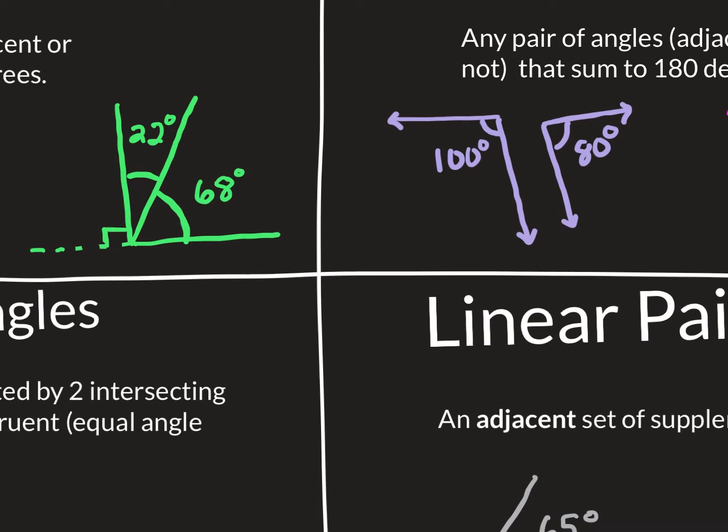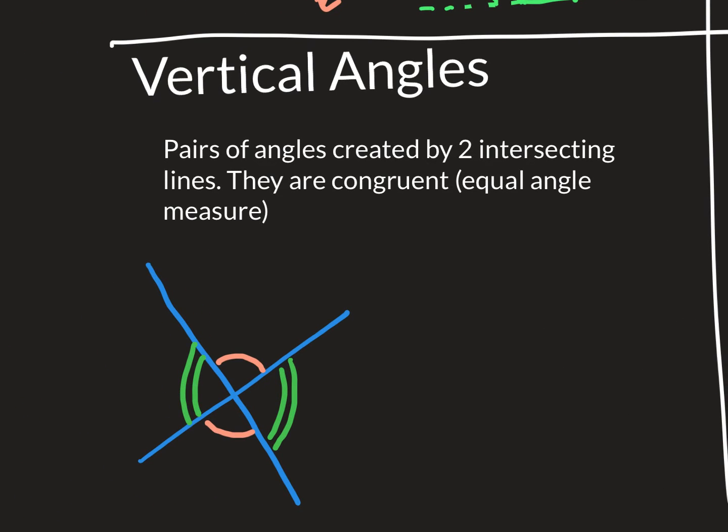That brings us down to vertical angles. Vertical angles are pairs of angles created by 2 intersecting lines. Those, in this case, are these blue lines. They are congruent, meaning they have equal angle measures. So what you've got is that these orange angles are going to be equal to each other, and these green ones are going to be equal to each other.